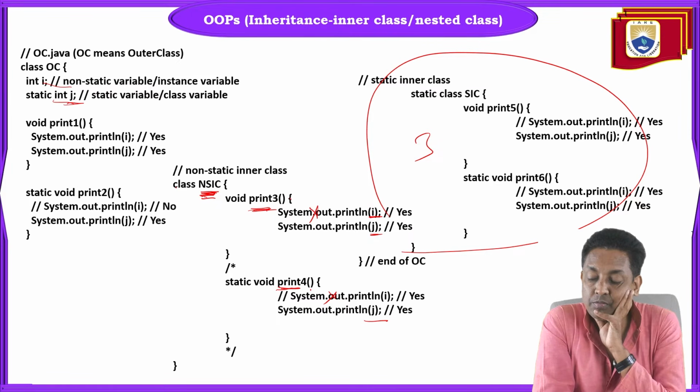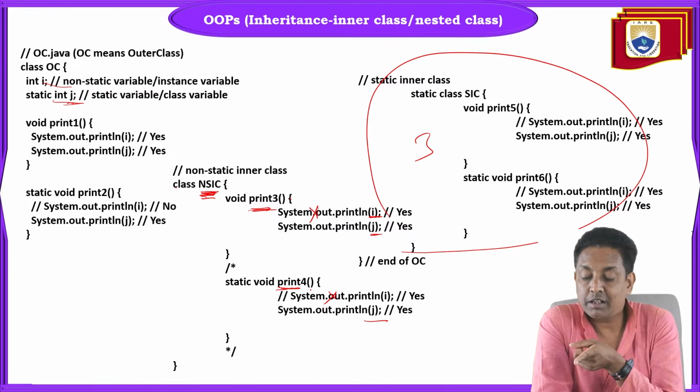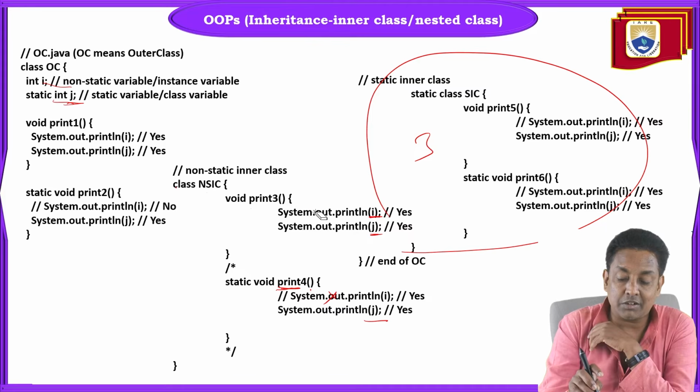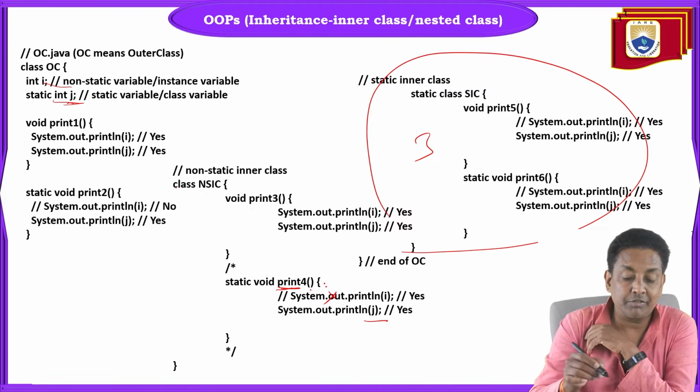Is it true? Or vice versa? In both methods you write, only static variables can be accessed. Alright, correct. In a non-static inner class, in a non-static method, you can access both non-static and static variables of the outer class. In a static method, we can access only static variables of the outer class.